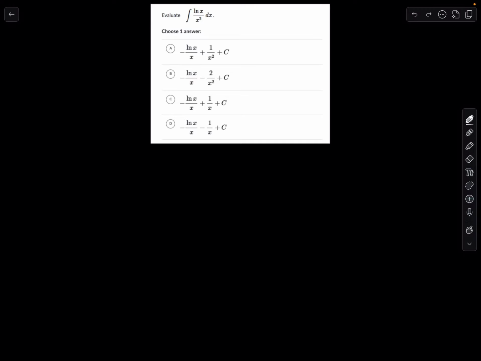squared dx. Well, here we need to use the reverse product rule.